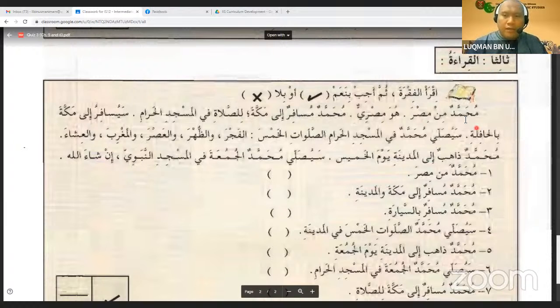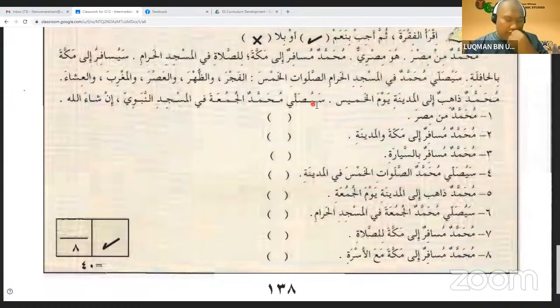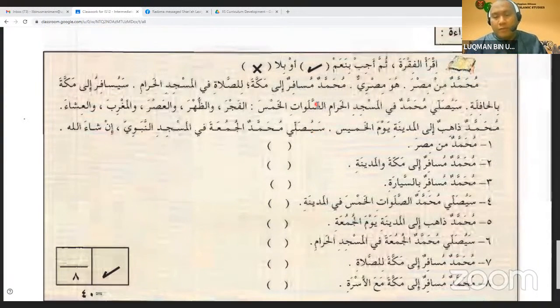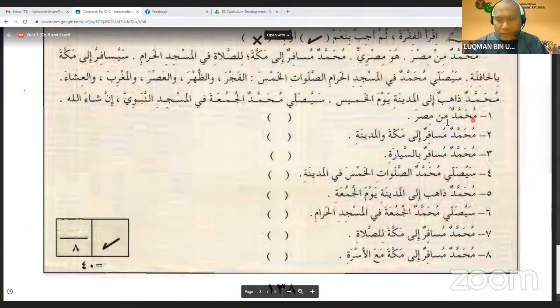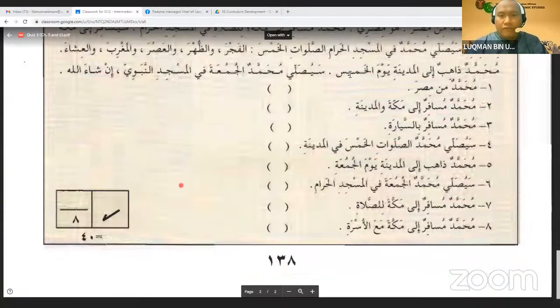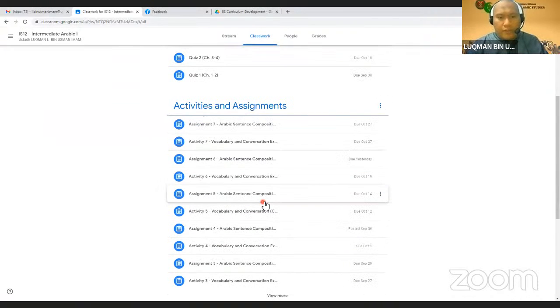Then part 3, reading. Read the passage, then answer by check or X. If the statement is correct based on what you have read, then check. If it's not correct, then X. So in total, you have 40 points. I hope that's clear. Now, we will proceed with our lesson.